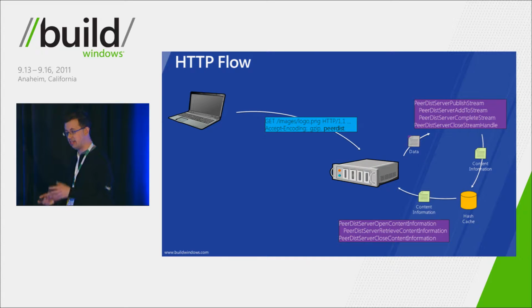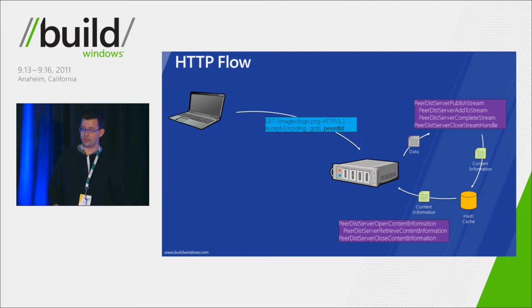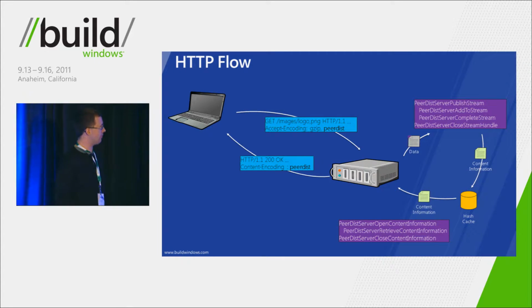Now, once that's done, everything's stored in the hash cache, and you're able to call open content information on that and retrieve the content identifiers. So now the server has computed everything, he's retrieved it from the cache, and he's ready to send that over to the client.